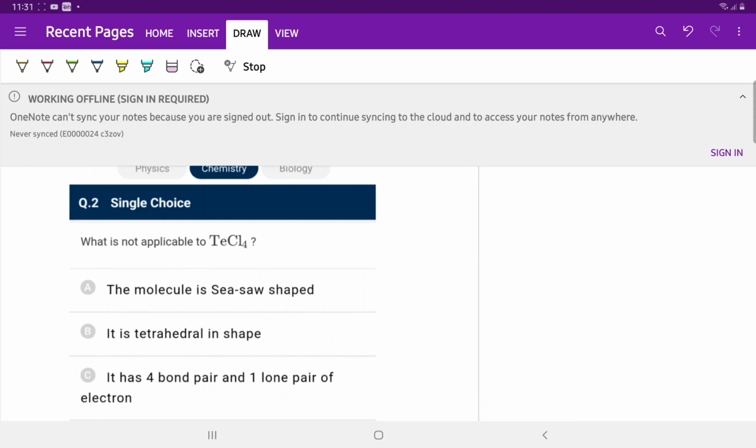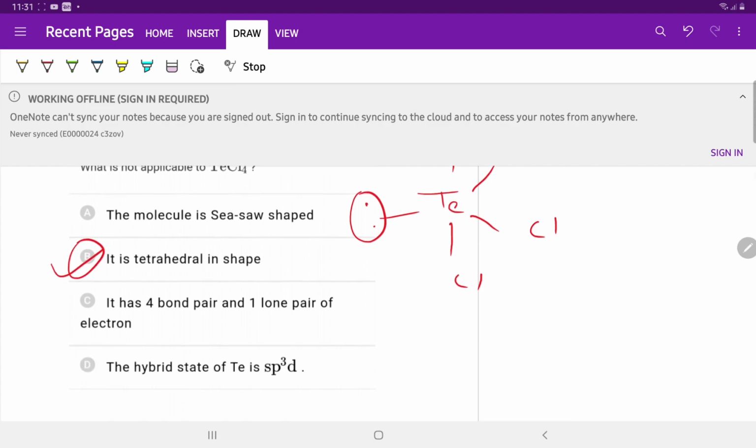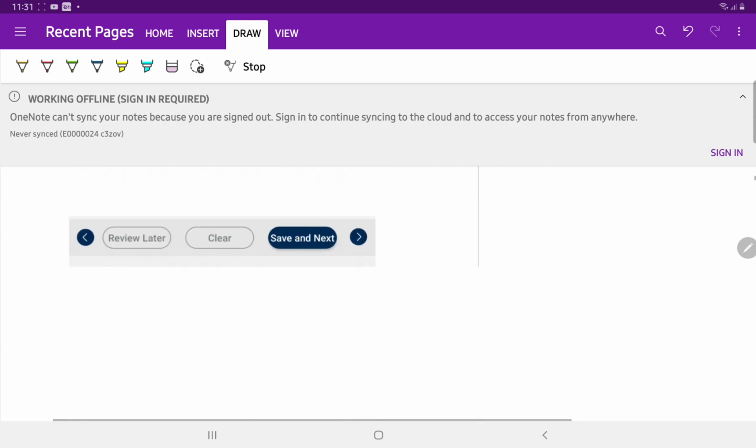Question number 2. What is not applicable to TeCl4? TeCl4 is seesaw shape with sp3d hybridization. The molecule is seesaw shape, correct. It is tetrahedral in shape, incorrect. It has 4 bond pairs and 1 lone pair, correct. The hybridization state is sp3d.